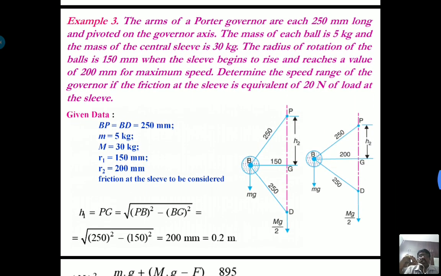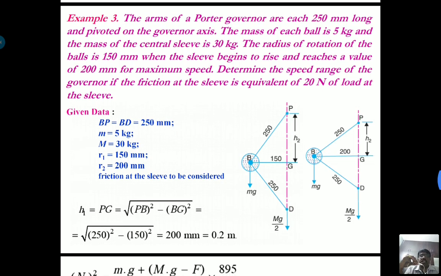We'll solve one more problem on this Porter governor. Here the arms of a Porter governor are each 250 mm long and pivoted on the governor axis, that is the vertical axis. The mass of each ball is 5 kg and the mass of the central sleeve is 30 kg.